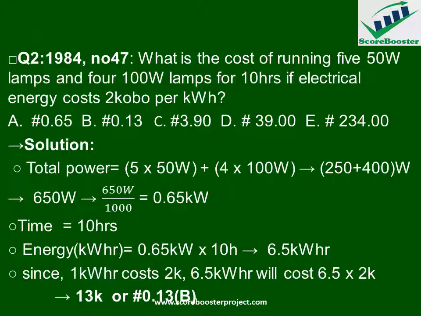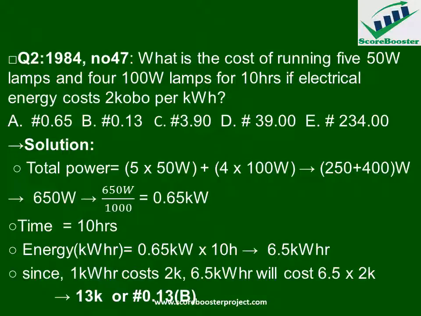Now to solution. The first thing is to calculate the total power. So the total power will be the sum of all the power. For example, now the total power of 550 watt lamp will be 5 times 50 watts, plus the total of 400 watts will be 4 times 100 watts. So 5 times 50 watts will be 250 watts, plus 4 times 100, which is 400 watts.